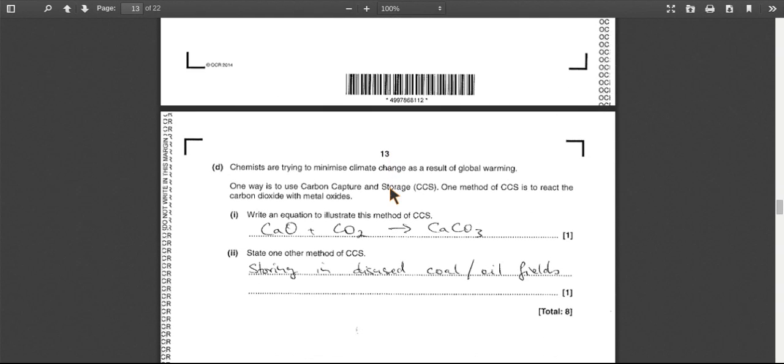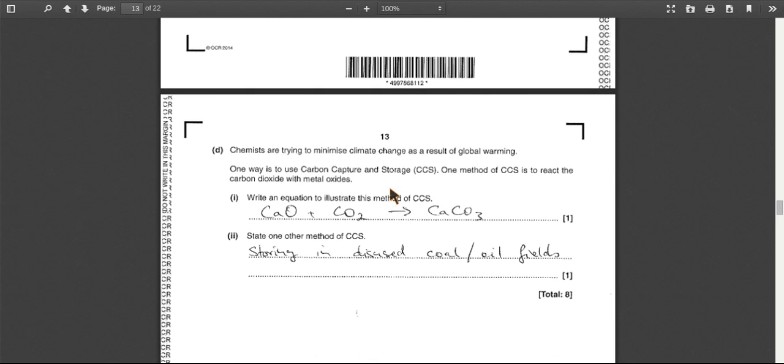And now a little bit about carbon capture and storage. So one method of CCS is to react carbon dioxide with metal oxides. Write an equation to illustrate this method. So this is the mineral storage. So we get a metal oxide and we react that with CO2. So I've gone for calcium oxide, and you would form calcium carbonate, which is a very, very stable substance. And so the CO2 is kind of locked inside that and trapped and can't go into the atmosphere.